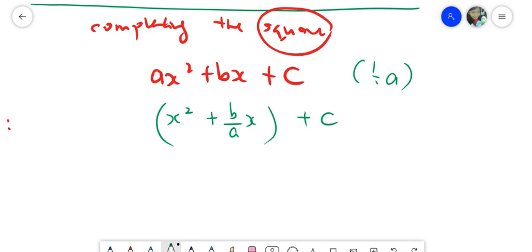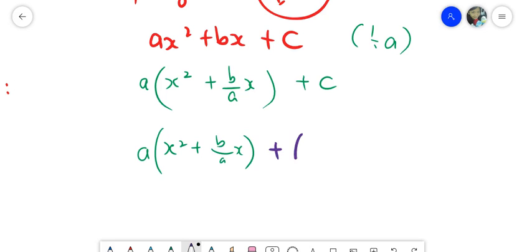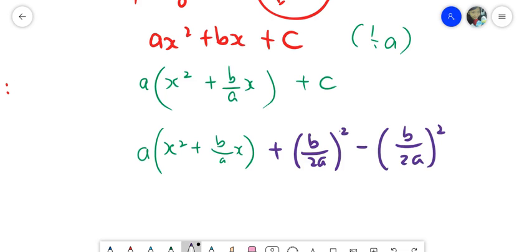So this one, first of all, you need to divide by a. Next, what you're supposed to do, because you need to divide by a, you may need to add on (b over 2a) squared minus (b over 2a) squared. Okay, this will be the add-on.